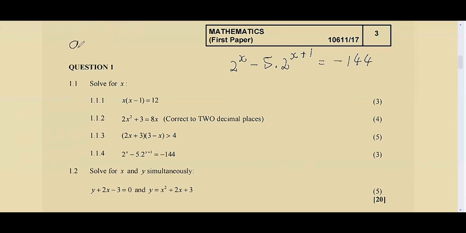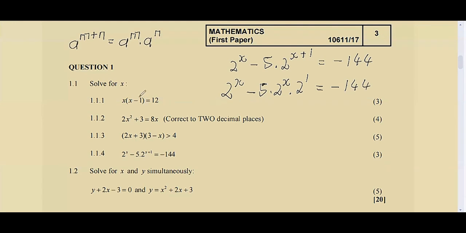Remember, if we have a to the exponent of m plus n, this can be written in terms of the same base as a to the exponent of m, and then a to the exponent of n. So a to the exponent of m multiplied by a to the exponent of n, whereby you are just expressing the same base to these different exponents, which is what we can see with this here. This is a similar case. So we have 2 to the exponent of x minus 5, and then this is 2 to the exponent of x, and then 2 to the exponent of 1 equals negative 144.